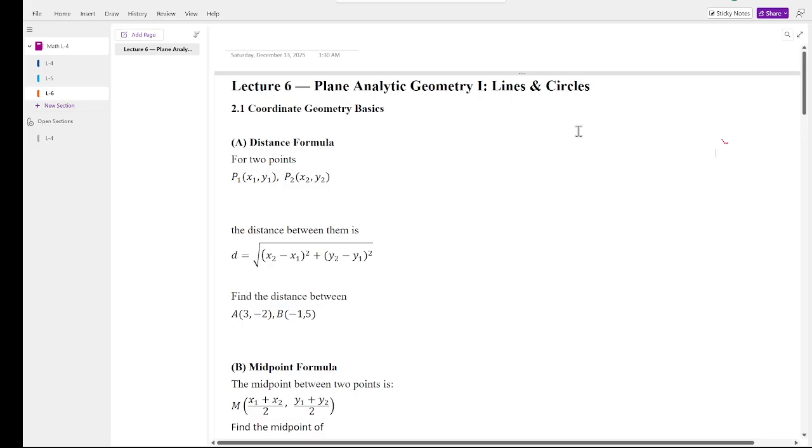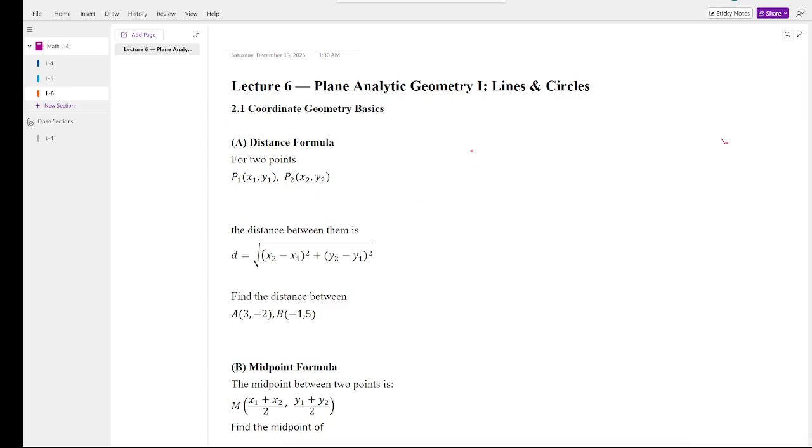Hello everyone. Today we begin plane analytic geometry, which uses algebra to study geometric objects such as lines and circles. We work in the Cartesian coordinate plane where every point is represented as (x, y). Before we study lines and circles, let's review two fundamental formulas, distance and midpoint.